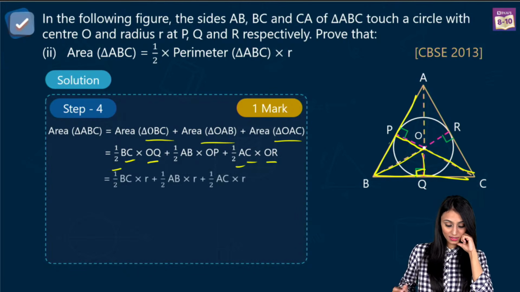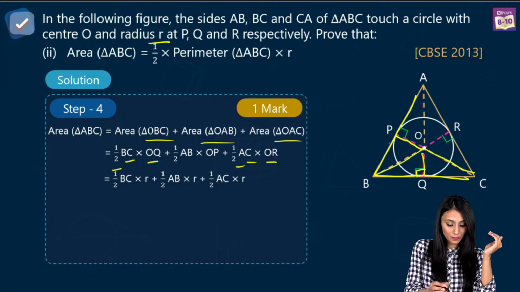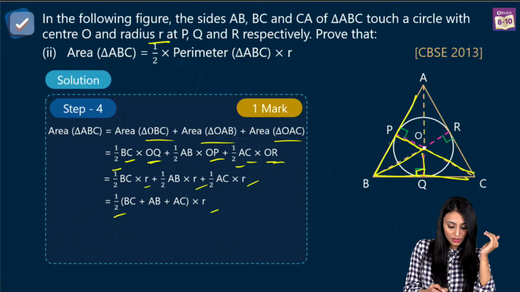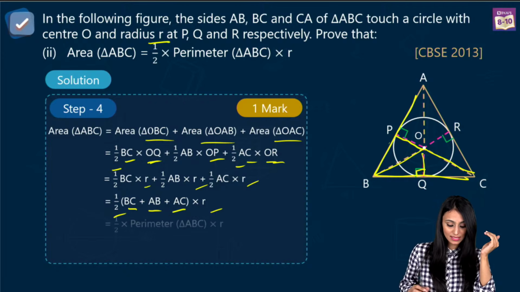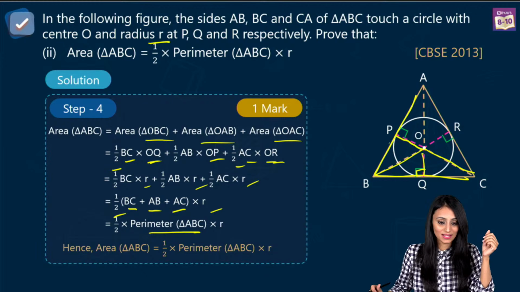Thank you, Sonali Singh. So what is OQ, OP and OR? These are the radii of the circle, right? And radius is basically R. So I've replaced OQ, OP and OR with R over here. Now let's take common. So we have half an R common here. Inside the bracket I have BC plus AB plus AC. That's nothing but the perimeter of triangle ABC. And we have arrived at our final result.